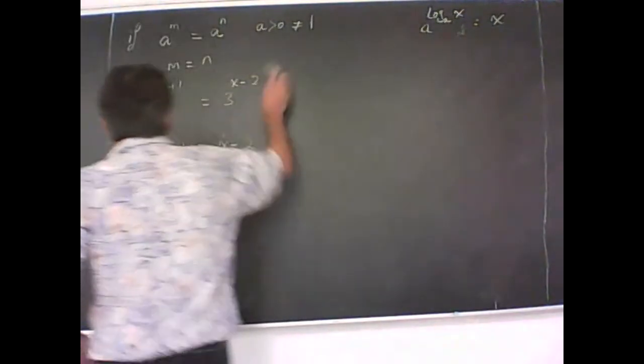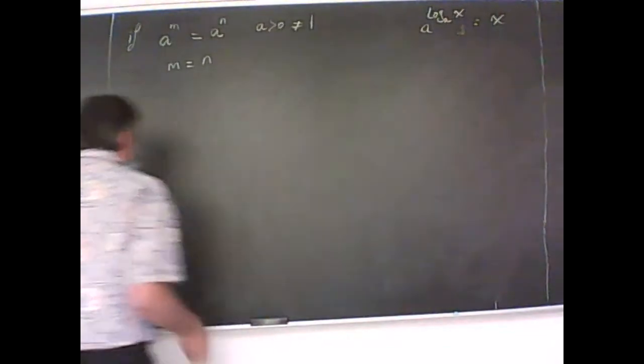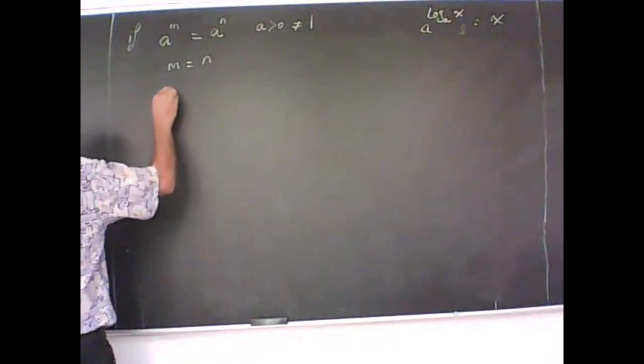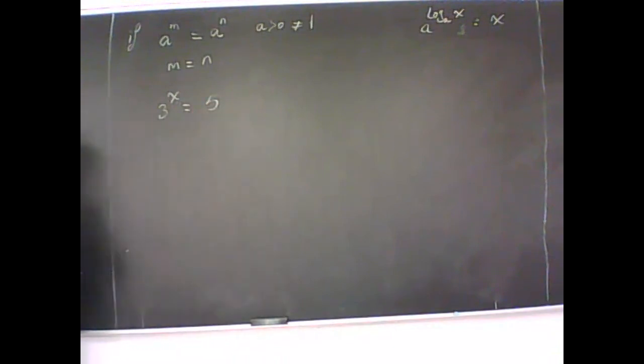Okay, so these are okay. General rules: what if I have 3 to the power x equals, say, 5? And I'm trying to solve this equation.